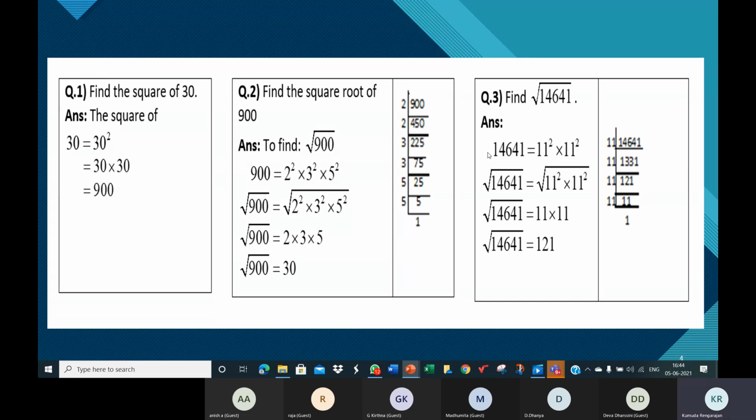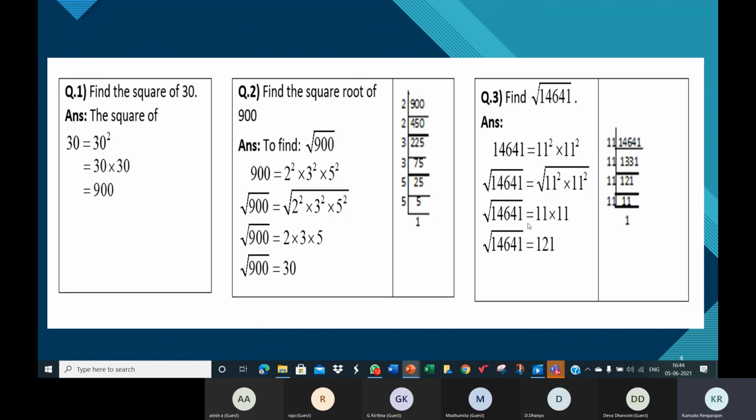Okay. So then taking square root on both the sides. So the square root of 14,641 is equal to the square root of 11 square into 11 square. Right, this one as it is equal to, from 2 11s, bring 1 11 out. Here also from 2 11s, 1 11 comes out. That's how you get rid of the square root.